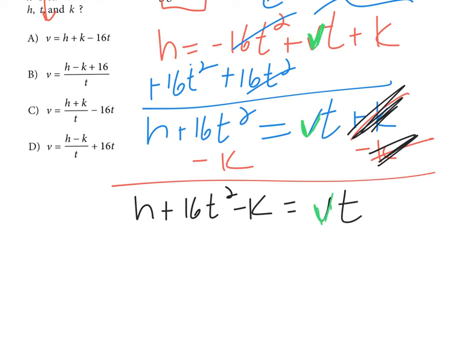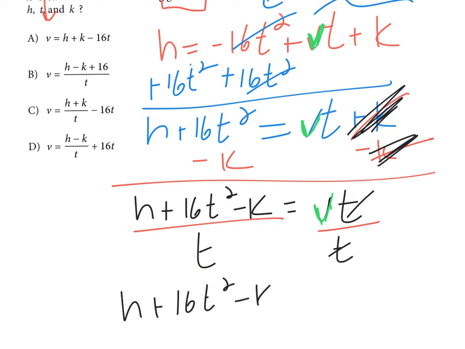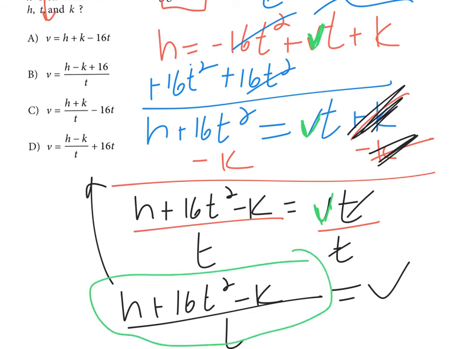And now I want to get that v by itself, so I'm going to divide both sides by t. So here's what I have. h plus 16t squared minus k all over t equals letter v. And in a perfect world, that would be there. But unfortunately, it's not. We're going to have to now try to simplify this side so that it matches one of the answers.